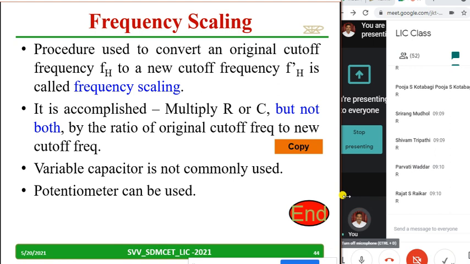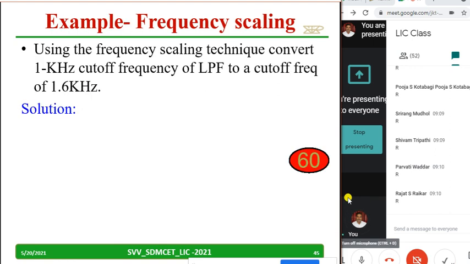Let us go to one numerical example so that all of you can understand the meaning of frequency scaling. Using the frequency scaling technique, convert a 1 kilohertz cutoff frequency to a new cutoff frequency of 1.6 kilohertz, of a low pass filter which you designed just now. Use the frequency scaling technique to convert a 1 kilohertz cutoff frequency of a low pass filter to a cutoff frequency of 1.6 kilohertz.